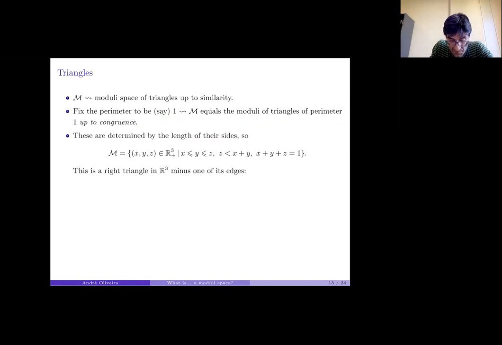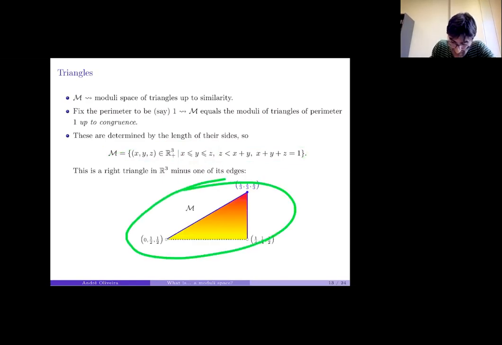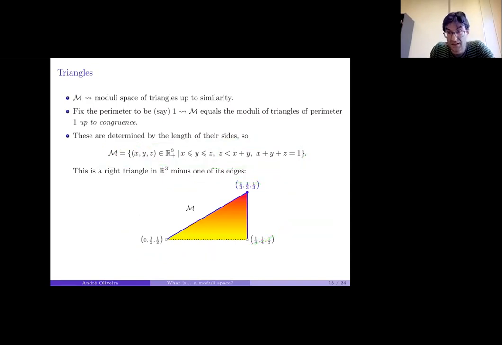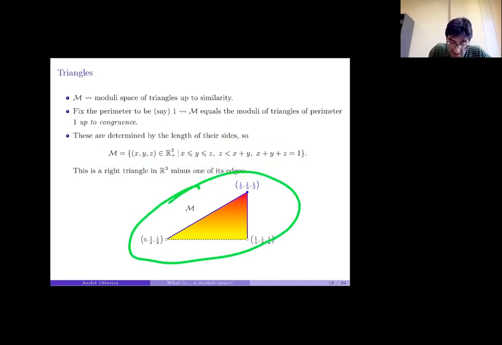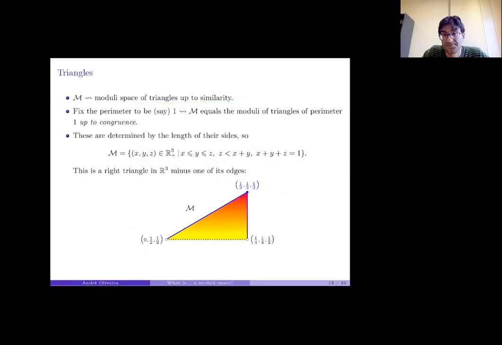One way of defining it is by the length of their sides, the three positive numbers, and I'm normalizing them so that they are in increasing length, just a normalization here. This is the triangle inequality, right? X is, and this is the perimeter to be one. Now, if you look in R3 and you try to sketch this in R3, you end up with a right triangle. So this is this space, and you have to imagine this living inside R3. Okay, so this is the moduli space of triangles up to similarity.